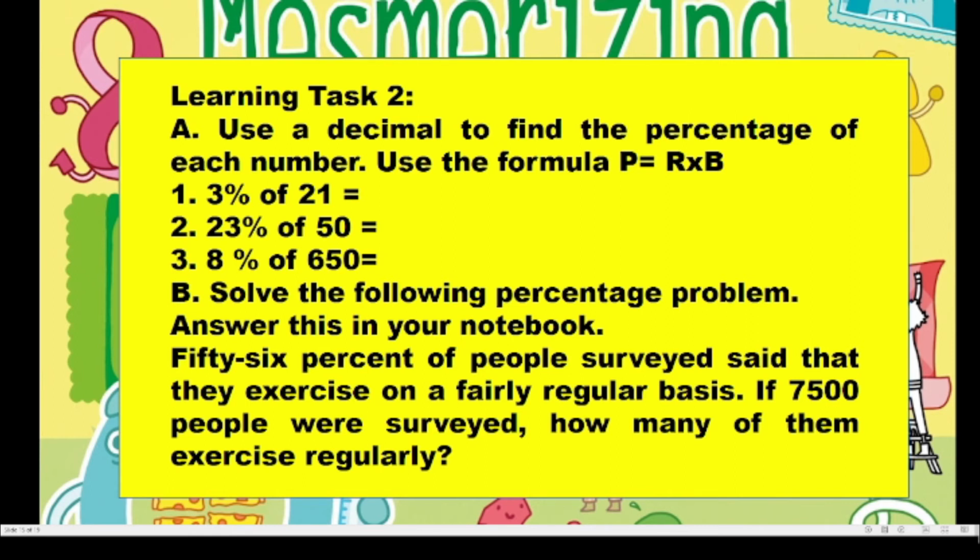Next, solve the following percentage problem. Answer this in your notebook. Let us read. 56% of people surveyed said that they exercise on a fairly regular basis. If 7,500 people were surveyed, how many of them exercise regularly?